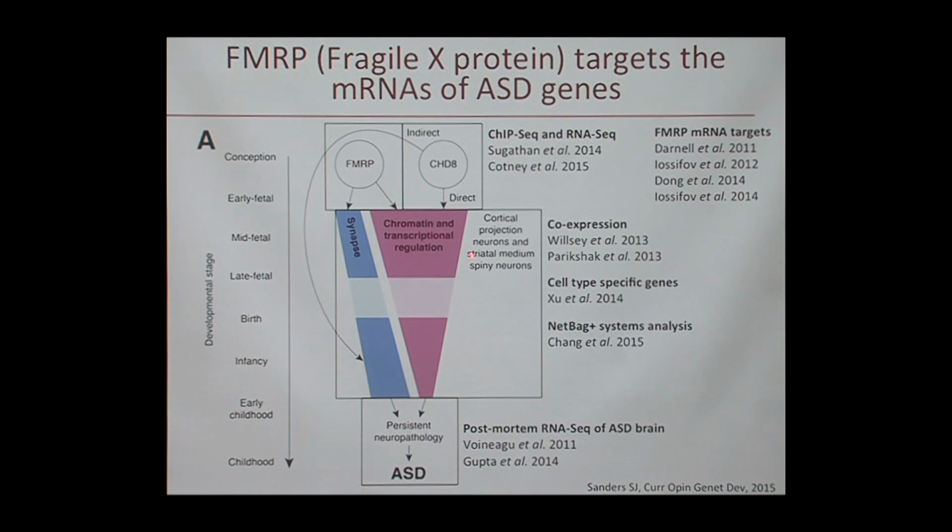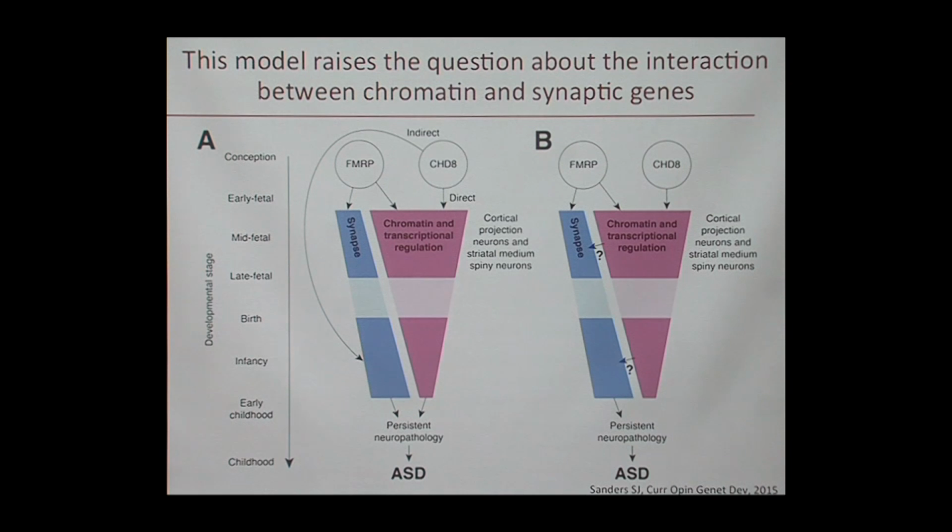So Fragile X, the protein that it makes, binds to other autism genes. In fact, specifically, it binds to both the chromatin and the synaptic genes. And so here we have our first idea, our first model of what autism might be.